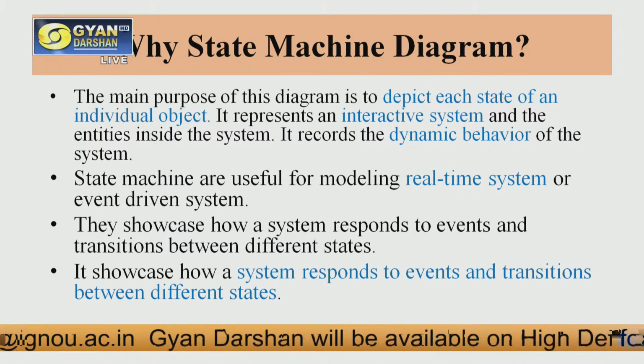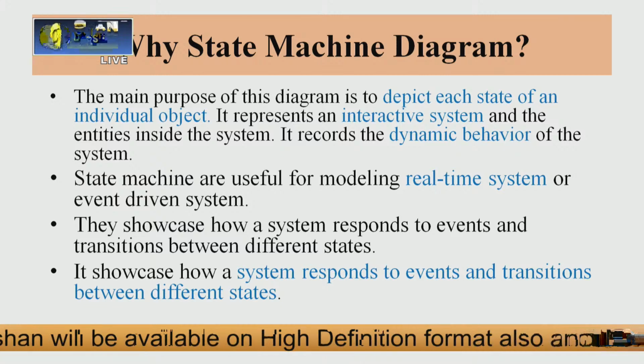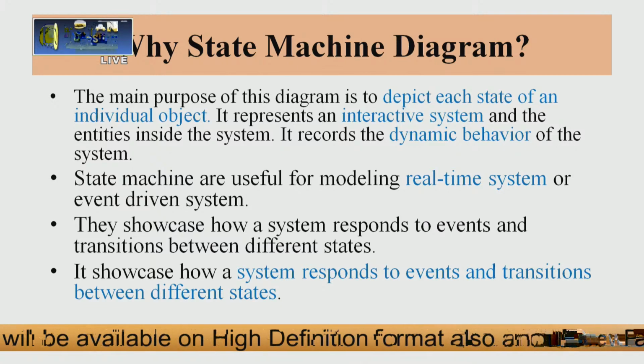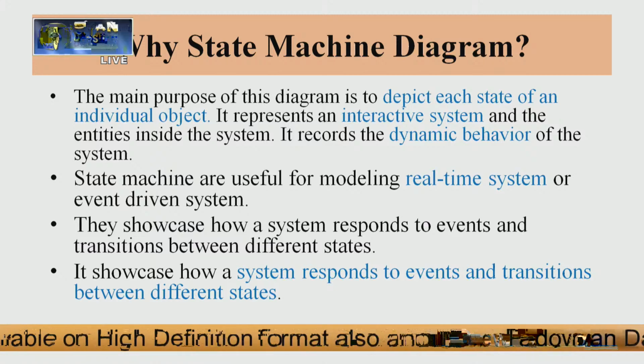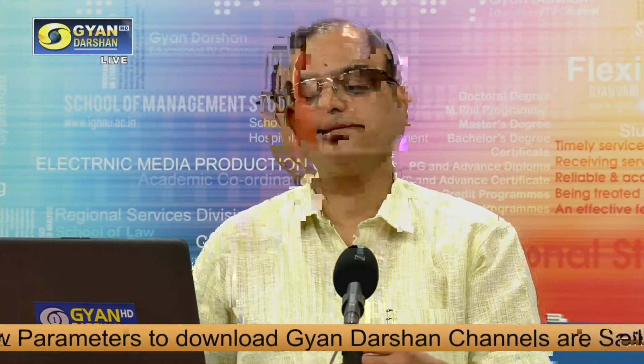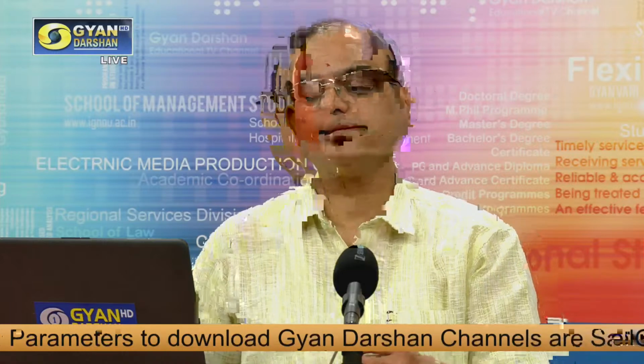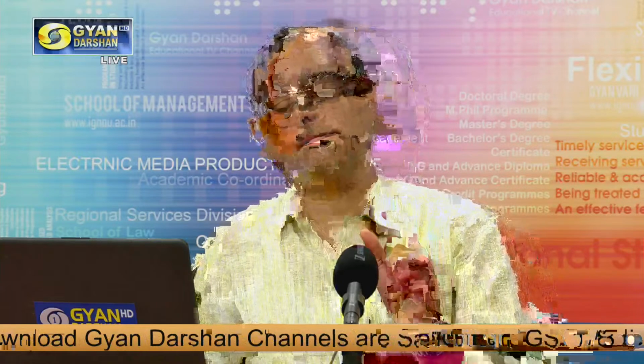The state machine diagram showcases how a system responds to events and transitions between different states. So for that purpose we can make the state machine diagram. It showcases how a system responds to events and transitions between different states. Whatever we are talking about, we are concentrating on two important points: the object and the event, and on the basis of that event, how the transition takes place from one state of the object to another state of that object.